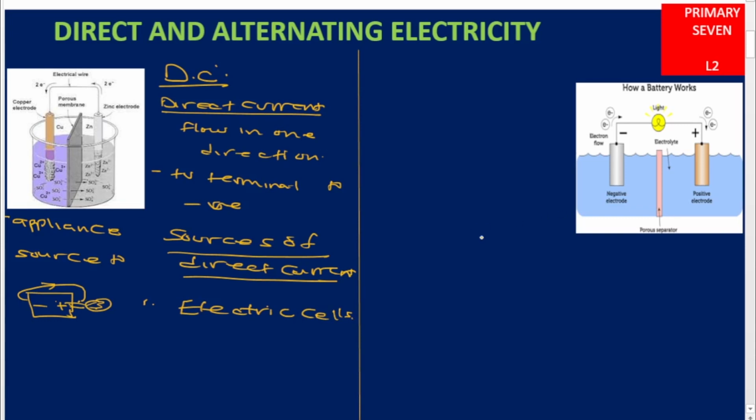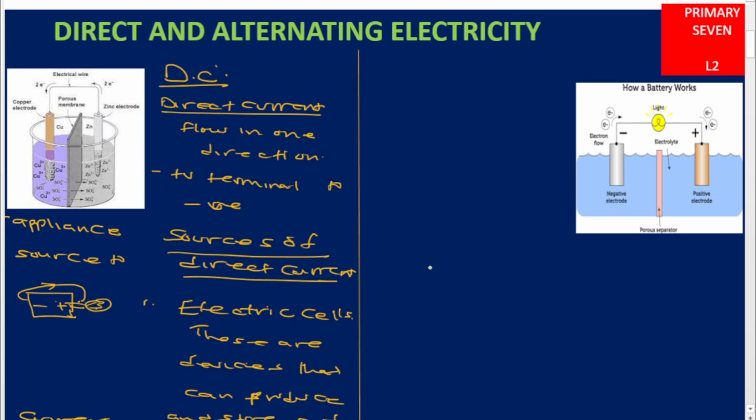Then what are these electric cells? So electric cells are devices that can produce and store current, electricity. Current, those are the charges. So those are the electric cells. So all electric cells are sources of DC or direct current.